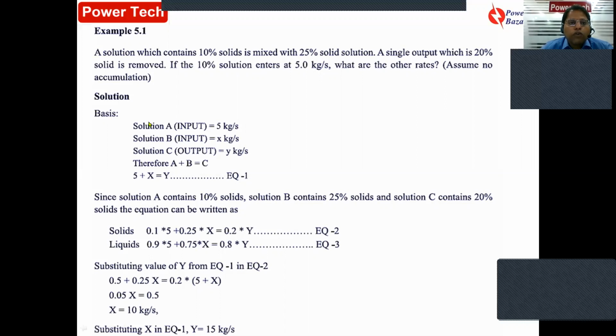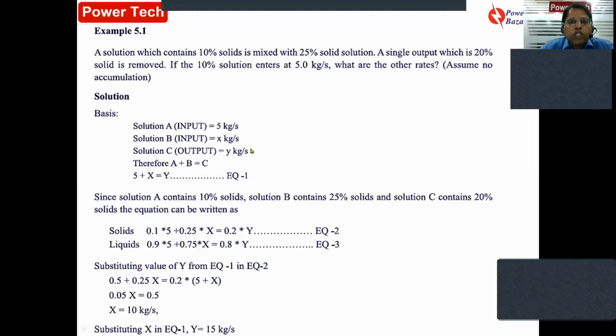Now first, what do we have to do? We have to find out the basis. Now solution A, what is the input? 5 kg per second. Now solution B, input we do not know, we need to find out. So we call it x kg per second. So these are two inputs, solution A and solution B. The process flow diagram says that two solutions are going in, both are input, and then you are getting an output, that is y kg per second.